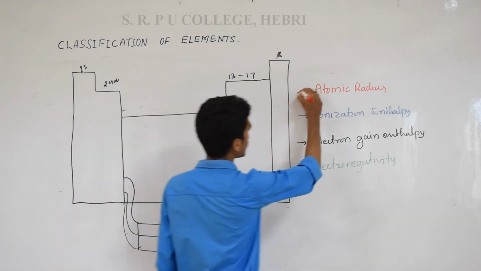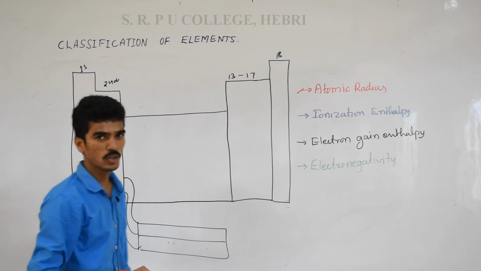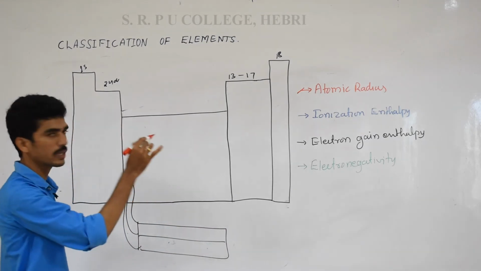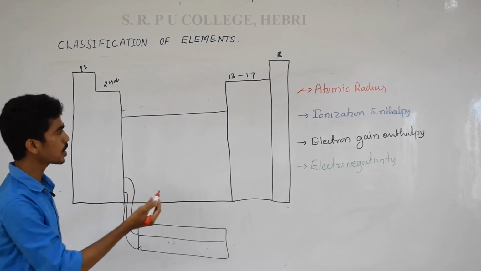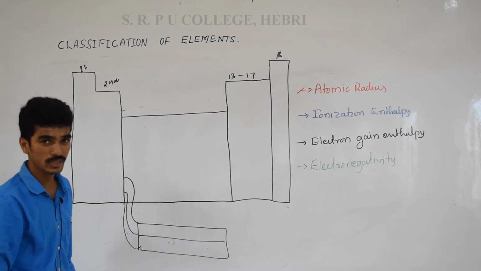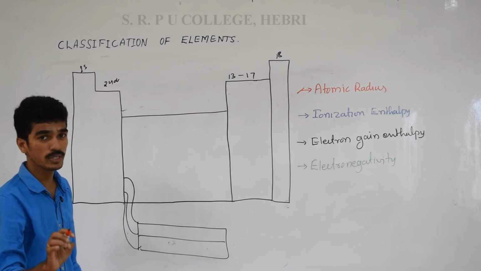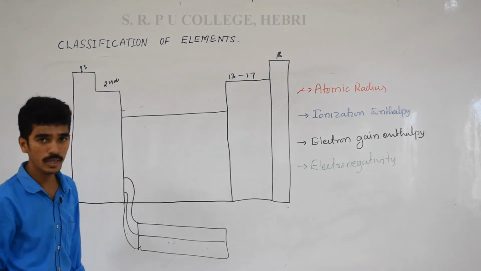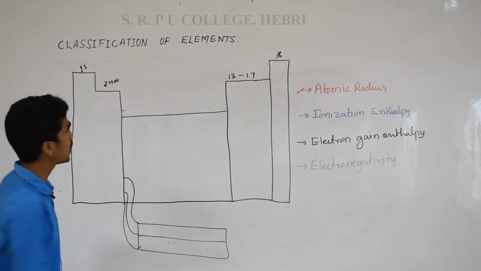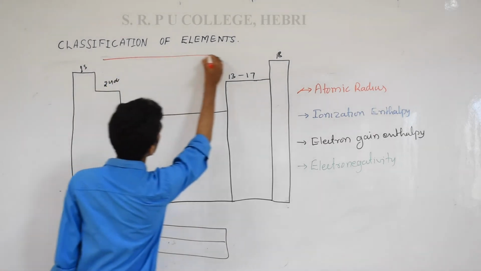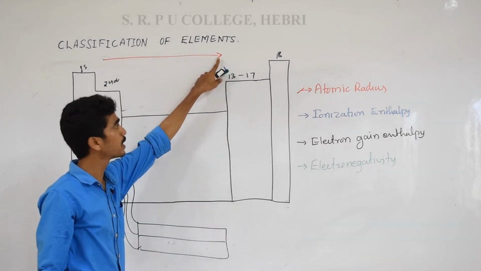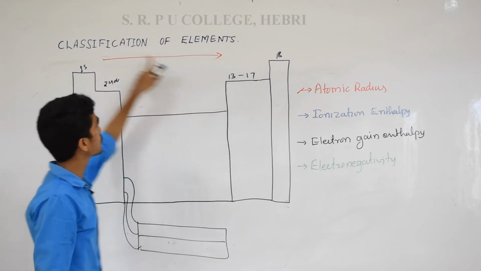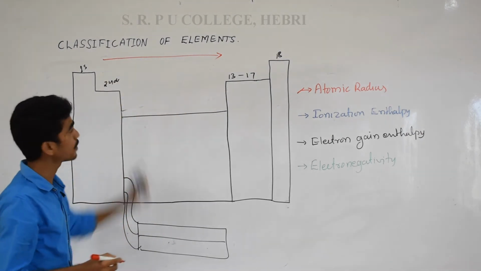The first thing is what? Atomic radius. You know 7 periods are there, 18 groups are there. Across the period, what happens? Down the group, what happens? Just recall by yourself before I write the exact concept. Now across the period, the red color arrow marks indicate increases. I'll write it above.